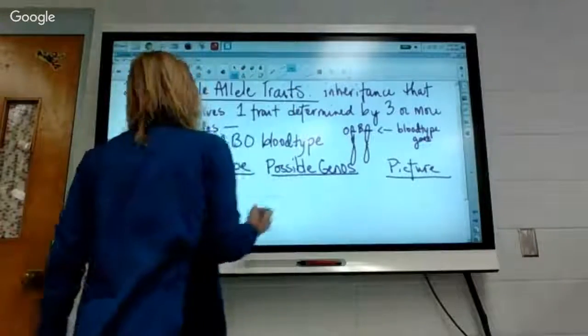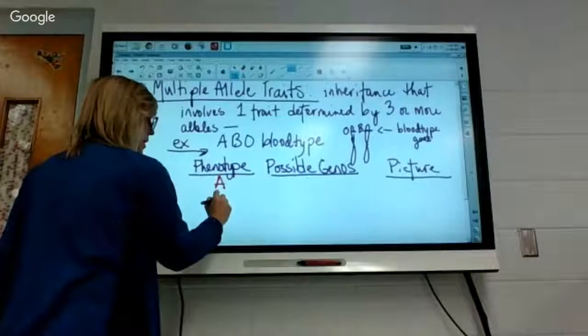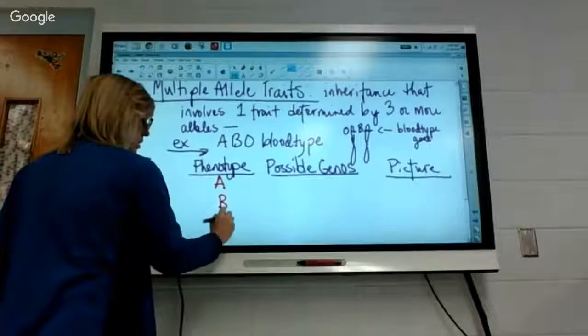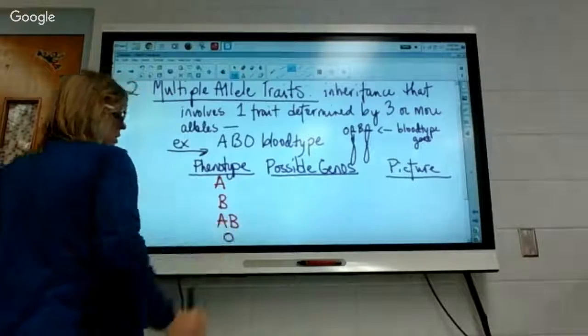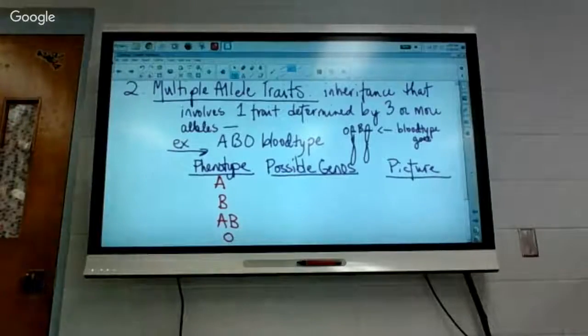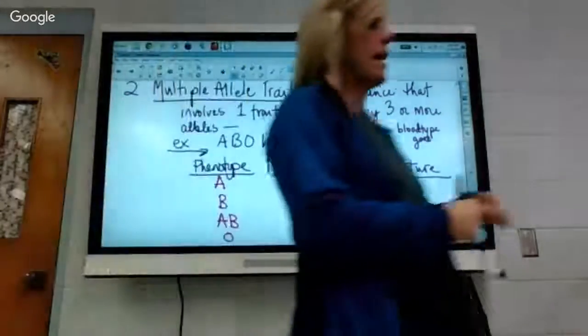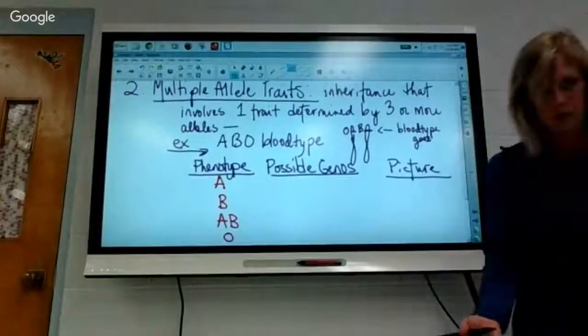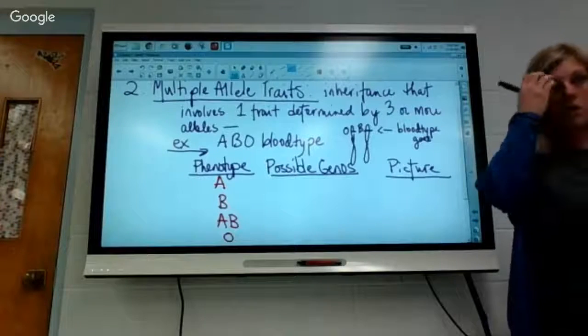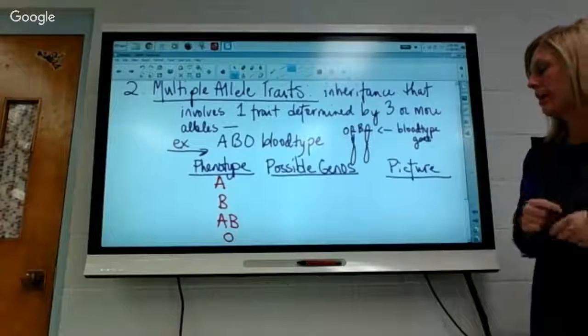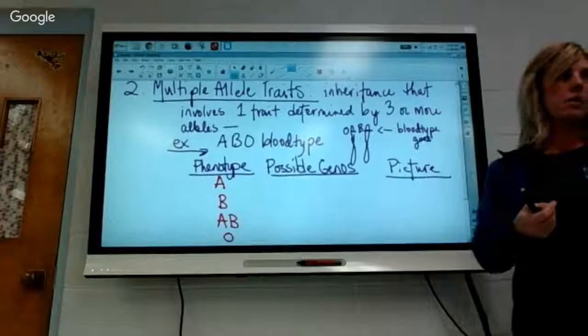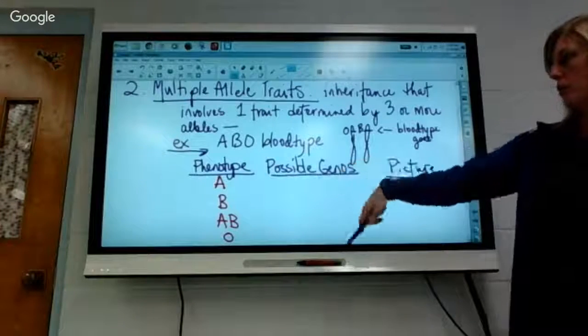A, B, O, AB. Okay. So we're not going to say that someone has AO blood. They're going to have A blood. The only blood type that has 2 letters is AB. Otherwise, those are our 4 options.